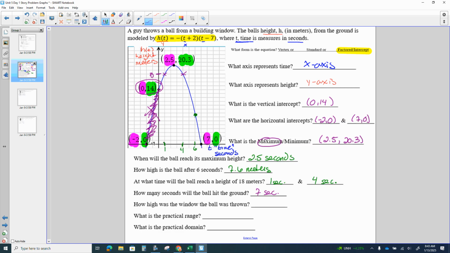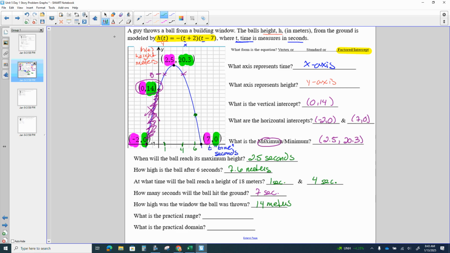How high was the window that the ball was thrown out of? That's my initial starting spot. So again, I'd come here and say it initially was at 14 meters, and then it goes up, and then the ball starts to head down. So it was thrown from a window that must have been 14 meters high.